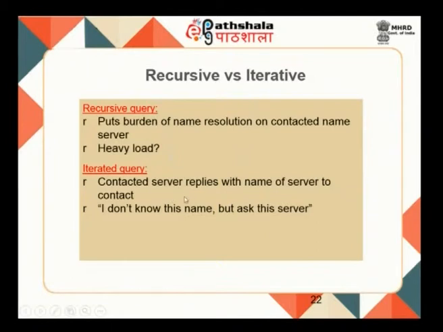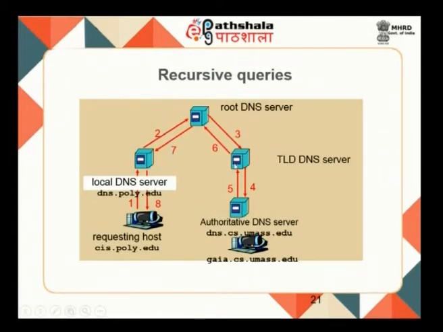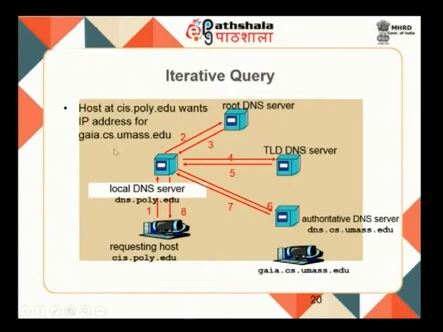In iterative querying, the contacted server replies with the name of the server to contact. So, it becomes easier on these servers, but there is more work to be done at the local DNS server. Which is kind of okay, because we are always expecting our local DNS server to not be burdened so much by so many requests as these other servers would be.